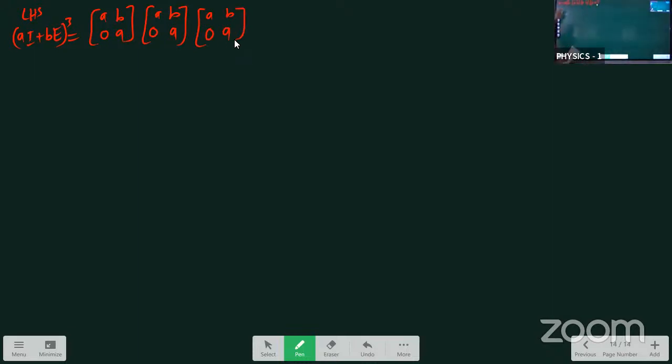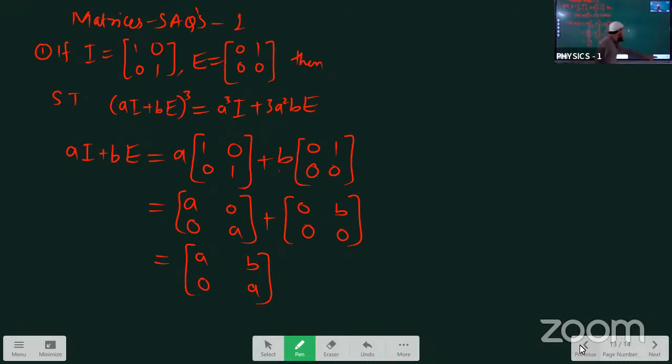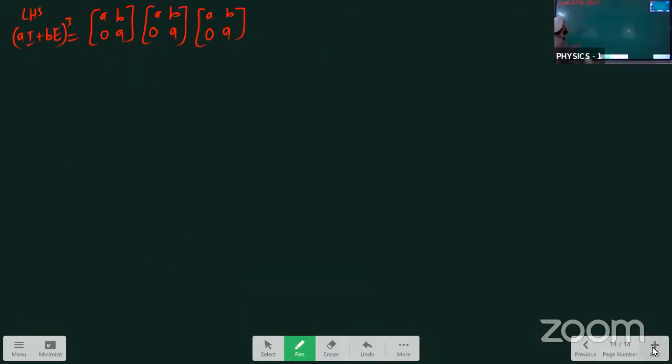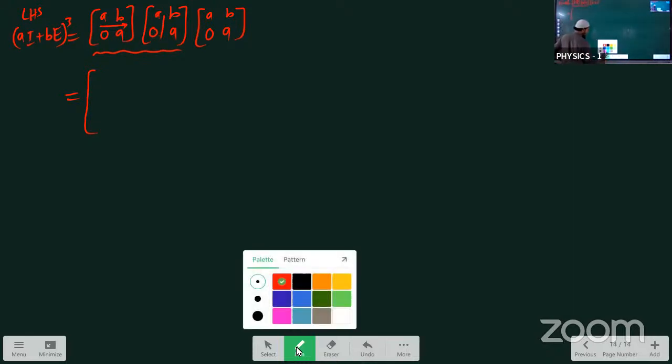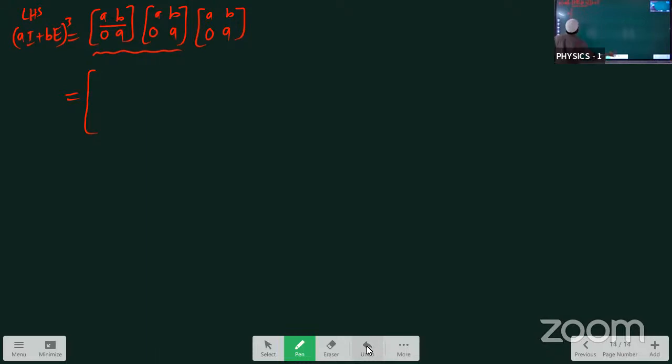So A plus B matrix, what we got previously? A B 0 A. So multiply this thrice. So first what I will do, multiplication of these two matrices first. Then I will multiply this matrix. So multiply this. How is the matrix multiplication? Corresponding row, corresponding column multiply करो. So how you will do? Corresponding row 1, column 1.